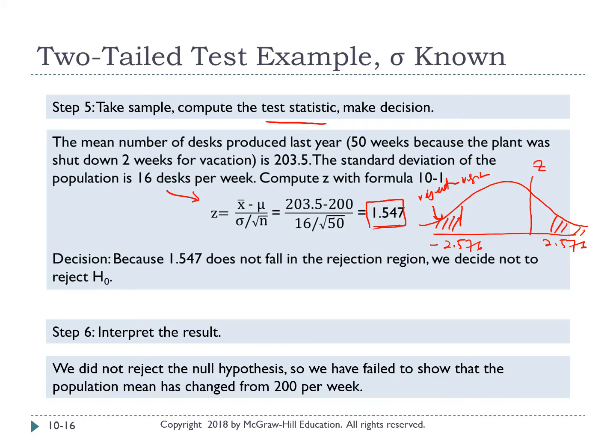So it is outside your rejection region. So what is your decision? Do not reject your H null because your Z doesn't fall under the rejection region. If let's say your Z falls under the rejection region, you should say reject H null. Okay, the next step, you have to interpret your result. So how can you interpret your result? Because you cannot reject your H null, you should say we fail to show that the population mean has changed from 200 per week.